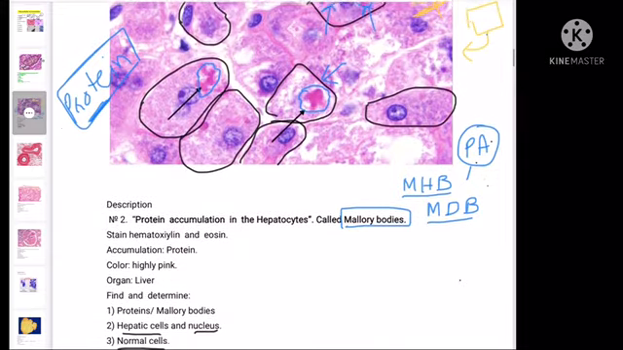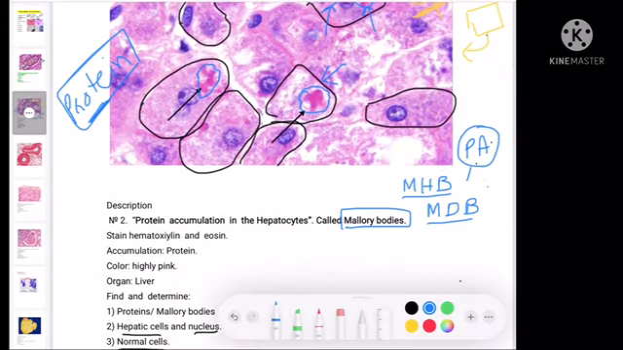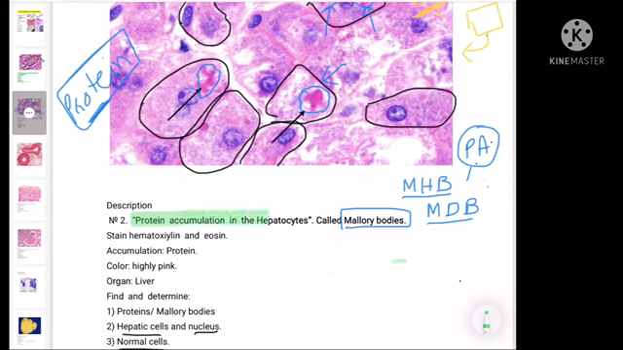Now let's see what they are asking and what is in the description. It's a protein accumulation in the hepatocyte called Mallory bodies, associated with alcoholic patients. Stain: H&E staining. Accumulation is protein. Color highly eosinophilic or highly pink. The organ is liver because these are the hepatocytes. Now they are asking to find the protein, that is the Mallory bodies. So these are the Mallory bodies. Find the hepatocytes and the nucleus. So this one is the hepatocyte. This one is also a hepatocyte. And these are the nuclei.